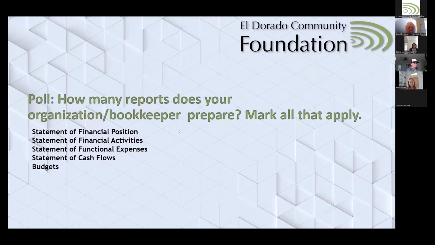I will tell you during our presentation why the functional expenses and the cash flows are so important. Most of QuickBooks or any other software that you use to do your bookkeeping actually prepare financial position as well as financial activities. They're easy to prepare, a click of a button, and most of them do it automatically. The functional expenses, the cash flows and the budgets are labor intensive. They require a bookkeeper or somebody with a financial background to prepare them.